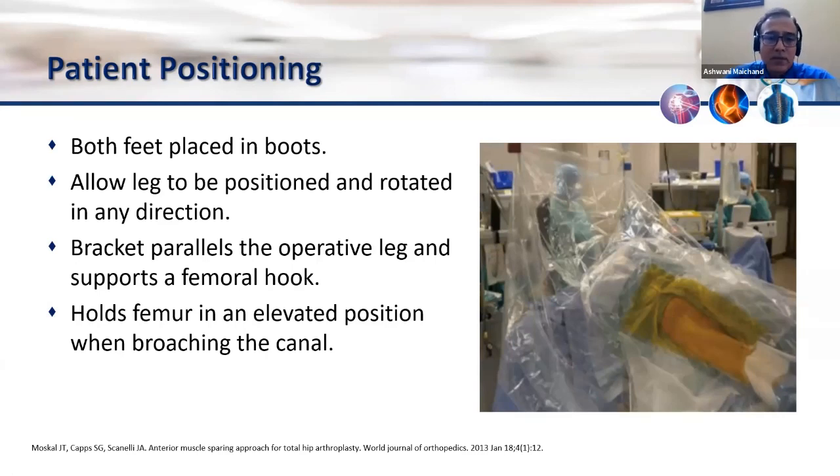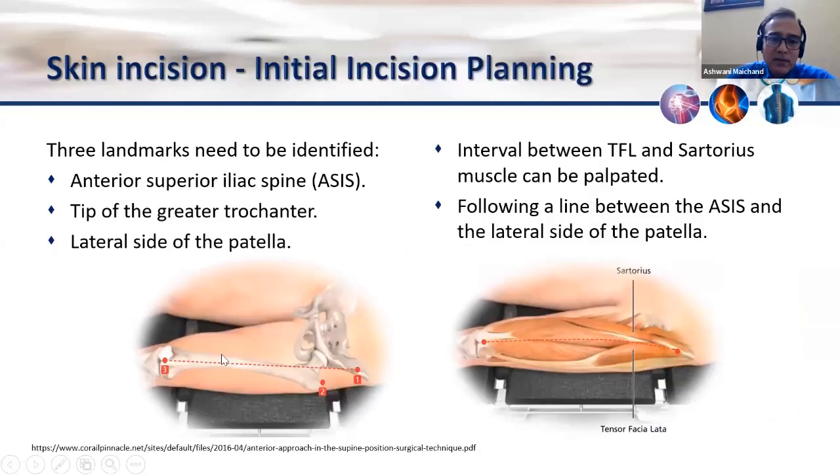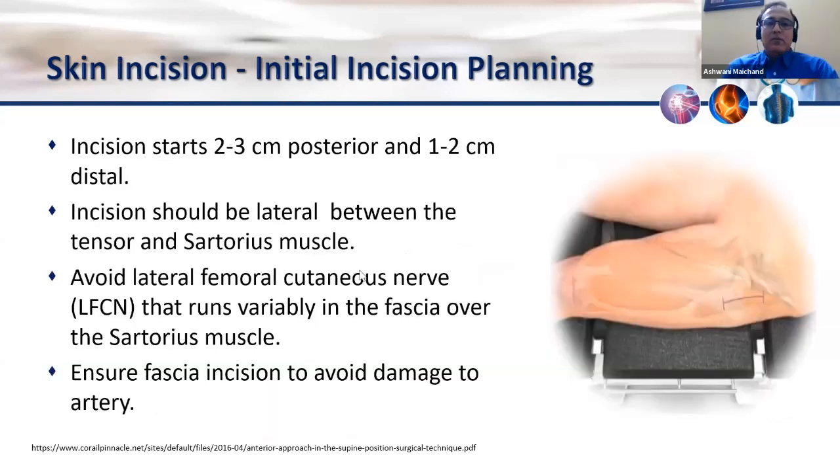So that is the skin incision, a line joining the lateral border of patella and ASIS. This is the line, but we take slightly below and posterior to the ASIS. We start around 2 to 3 centimeter below and posterior, because that is the exact plane between the muscles, plus it avoids the lateral cutaneous nerve damage, as we discussed. So that is the right plane between tensor and sartorius muscle.